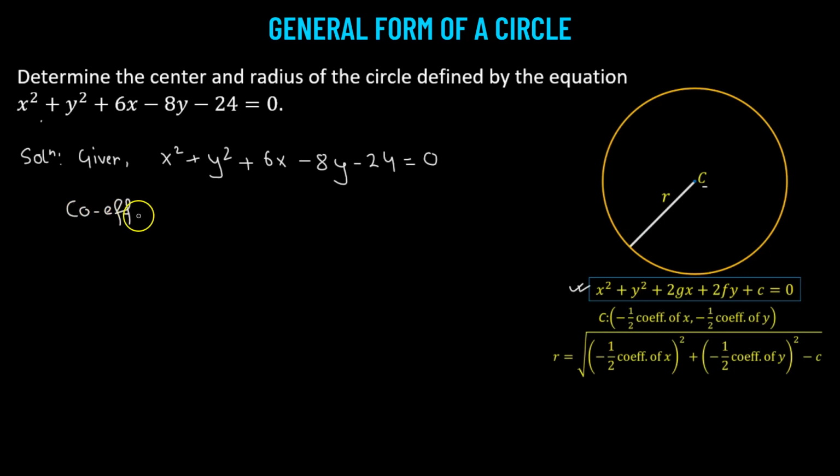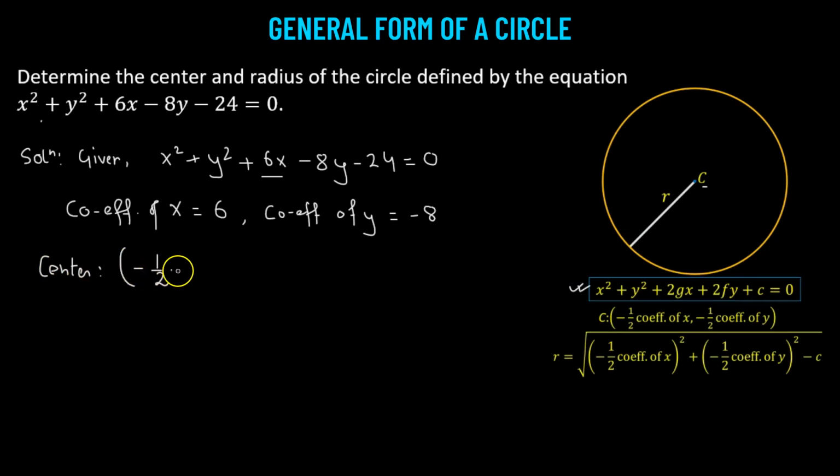So let's first find the coefficient of x. The coefficient of x is going to be positive 6. And then we need the coefficient of y. The coefficient of y in this case is negative 8. Now that we have the coefficients of x and y, we can find the center. The center of the circle is going to be: we take negative half and multiply it by the coefficient of x, so that's positive 6. And for the y coordinate, we take negative half and multiply it by the coefficient of y, which is negative 8. Solving this gives us the center as negative 3 and positive 4.